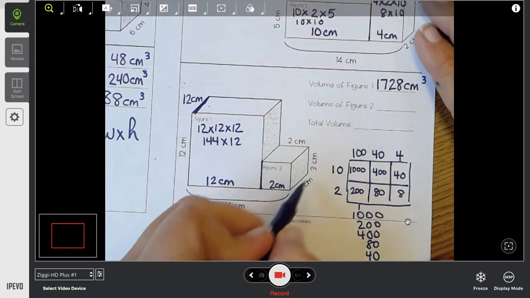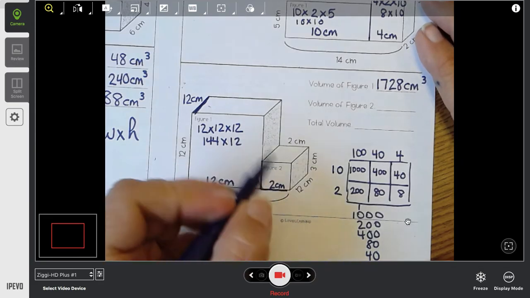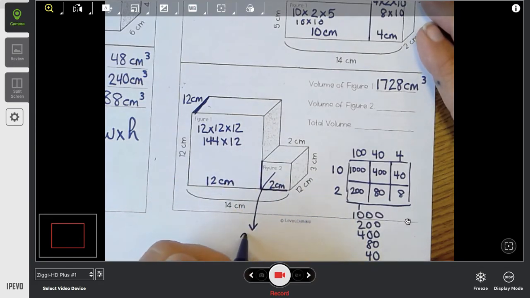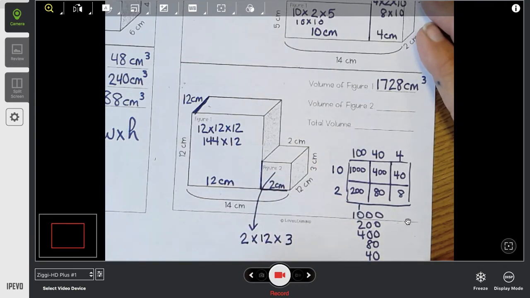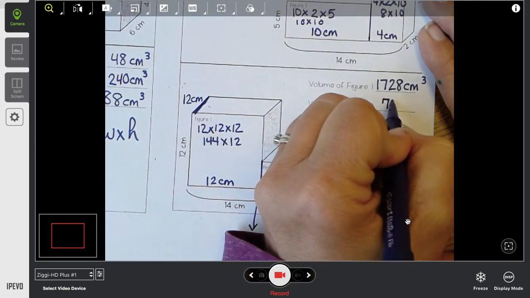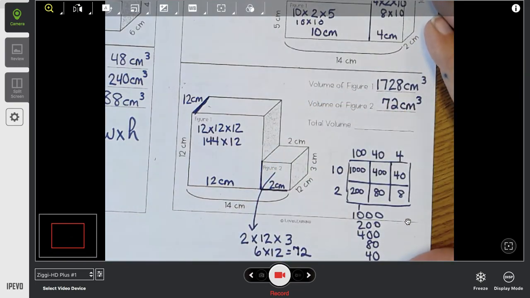Okay? All right, let's check this one. I have my length already. I'm going to bring this down here and give me some room. I have 2 centimeters. Length times width, 12, times height, 3. I'm going to use the commutative property here and multiply the 3 times the 2 first and get 6, and then multiply it by 12. 12 times 6 is 72. So my volume is 72 cubic centimeters.